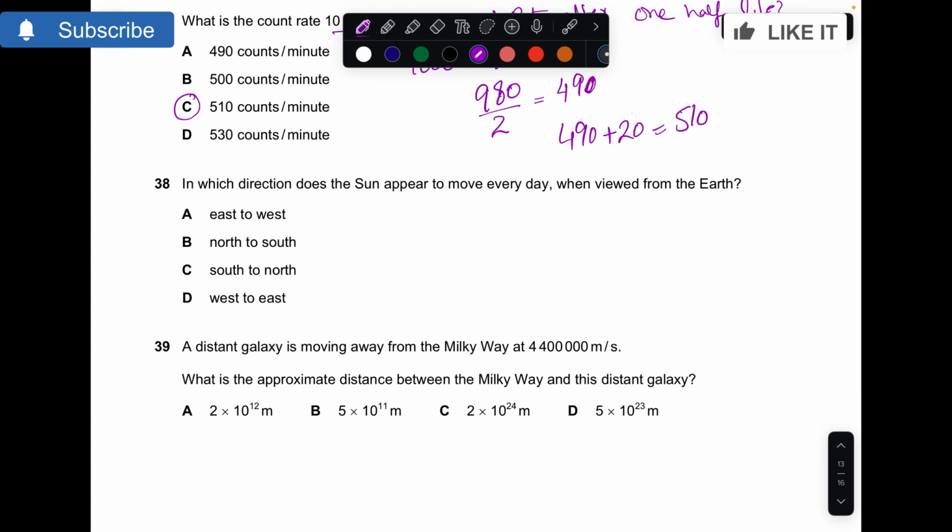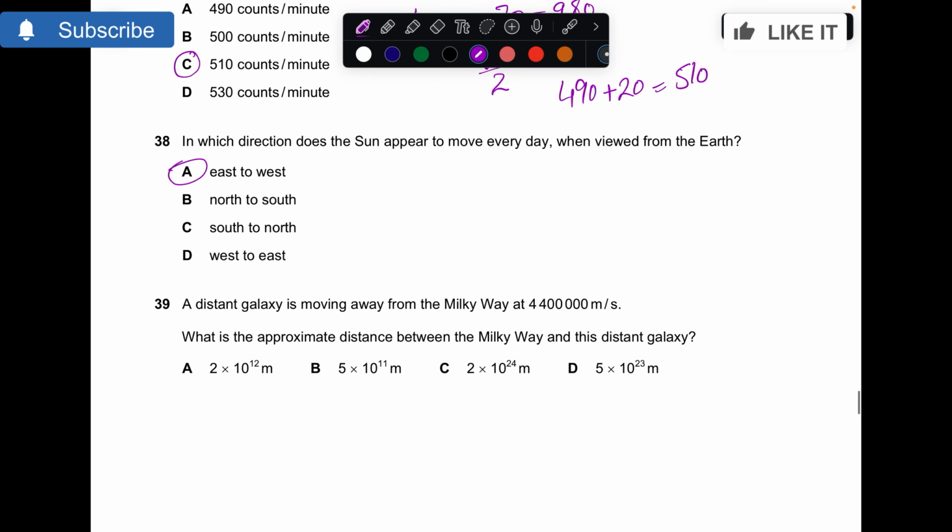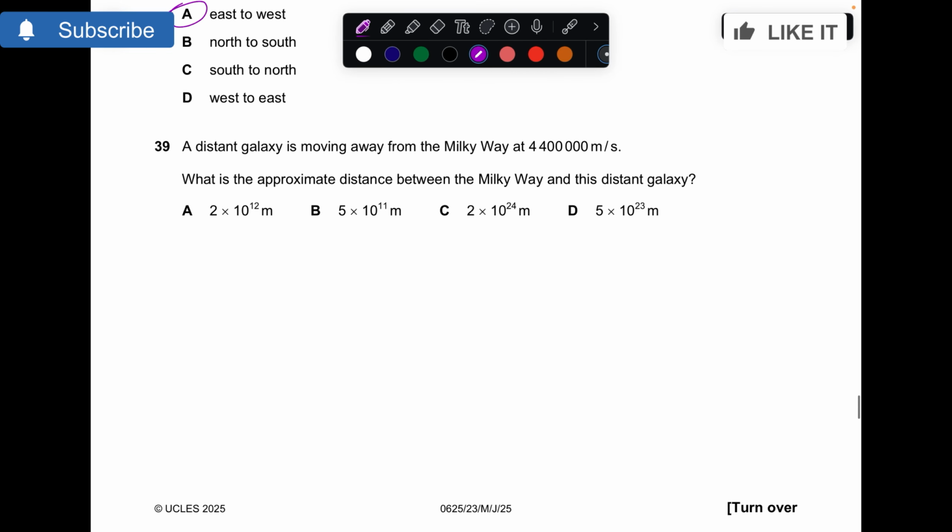In question 38, in which direction does the sun appear to move every day when viewed from the earth? It's option A. Question 39: a distant galaxy is moving away from the Milky Way at this speed. What is the approximate distance between the Milky Way and the galaxy?